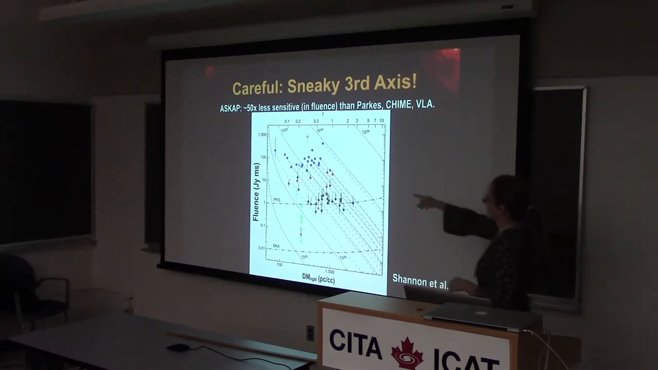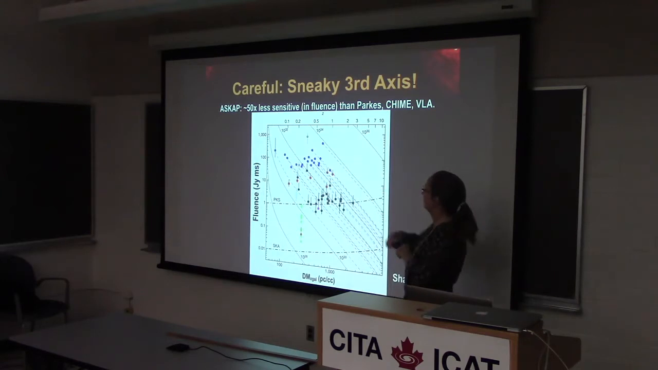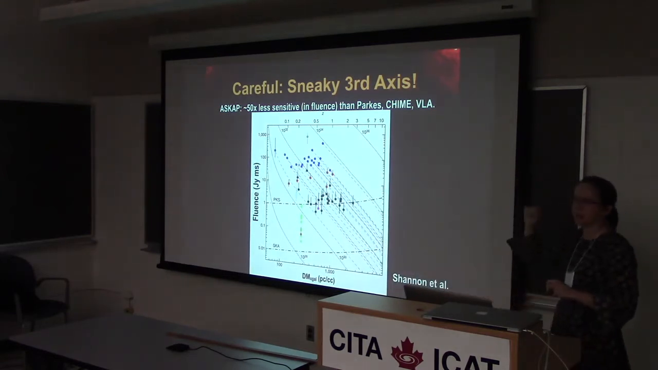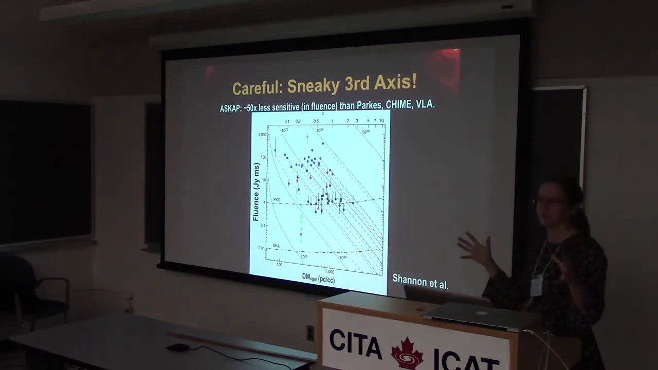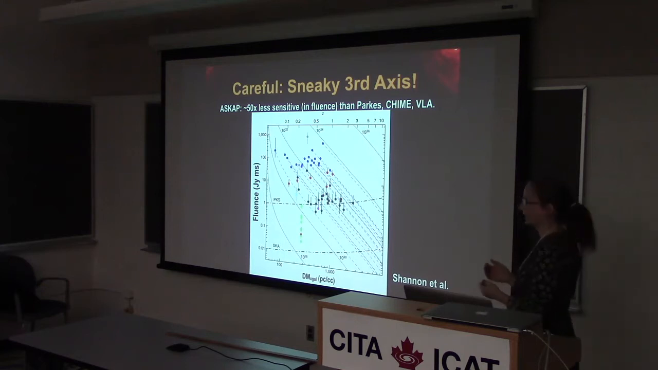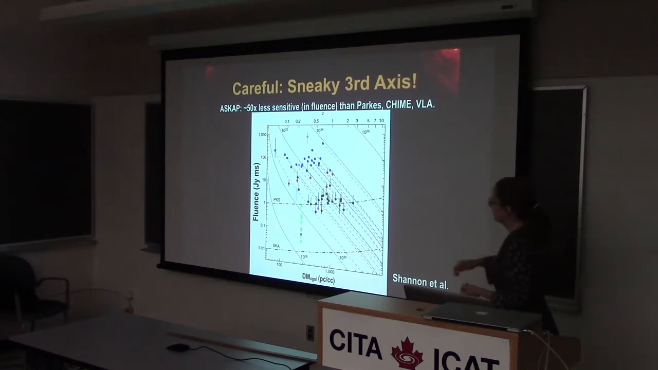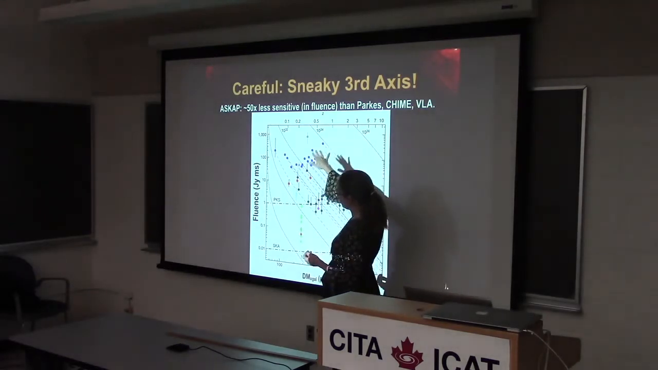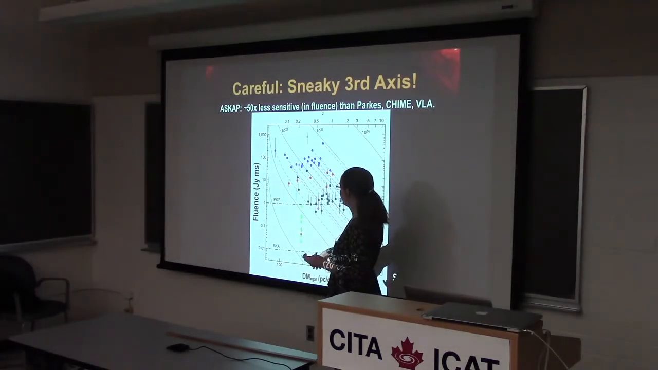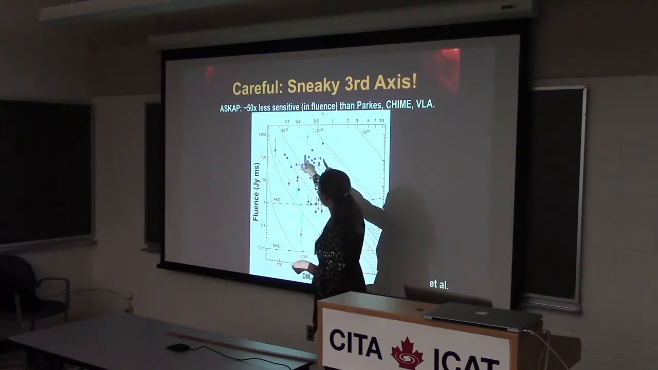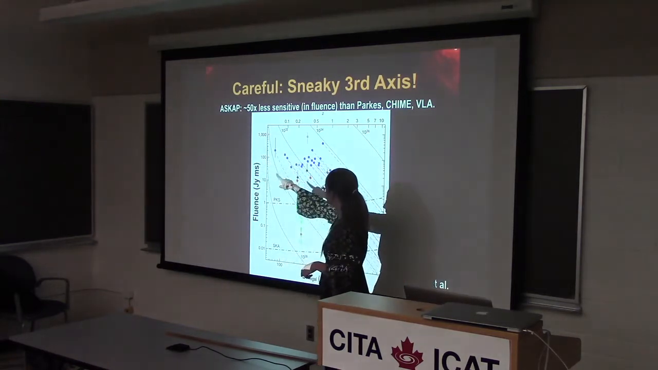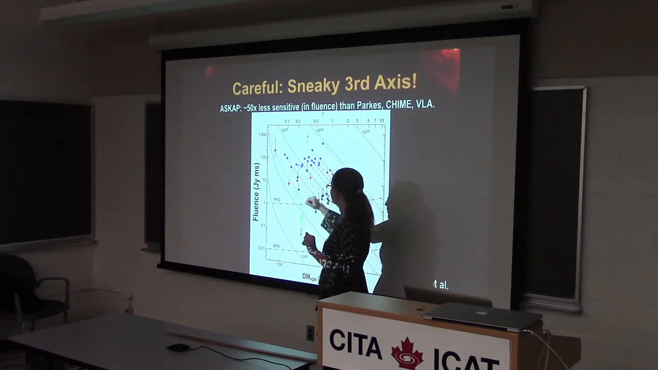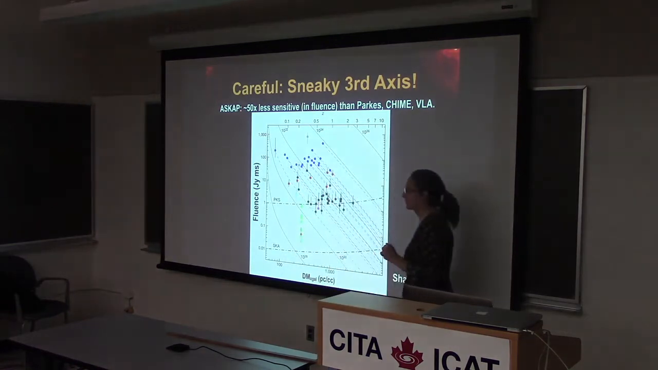So ASCAP is actually 50 times less sensitive than Parkes. Parkes, CHIME, and VLA all have roughly the same sensitivity in terms of the actual flux cutoff. And Ryan Shannon and his collaborators published this paper about the ASCAP FRBs, there were 20 of them, where ASCAP FRBs are in blue here. I think red is the Arecibo ones, and black are Parkes FRBs.